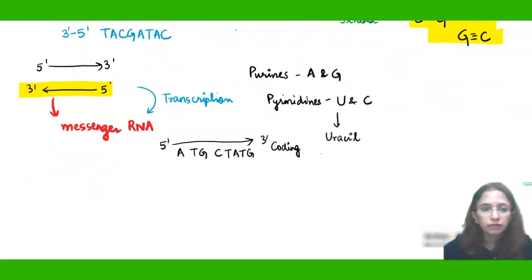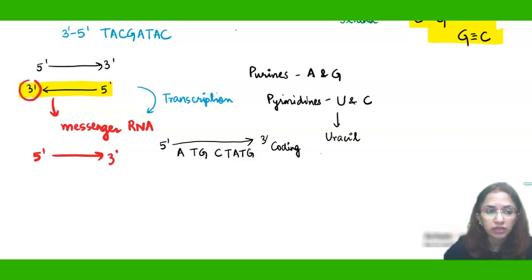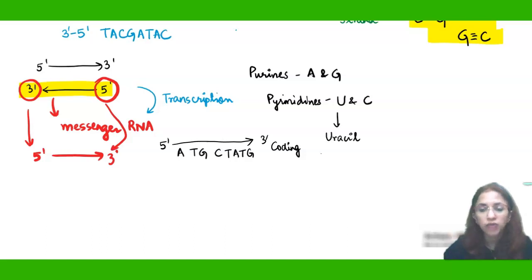We know that messenger RNA is always in the direction of 5 prime to 3 prime because it is anti-parallel to the template strand. You can see here the 3 prime end is there, so here it is just the opposite, 5 prime. So here it is anti-parallel. I have written 3 prime. Right now we are deducing the sequence of bases using the coding strand.